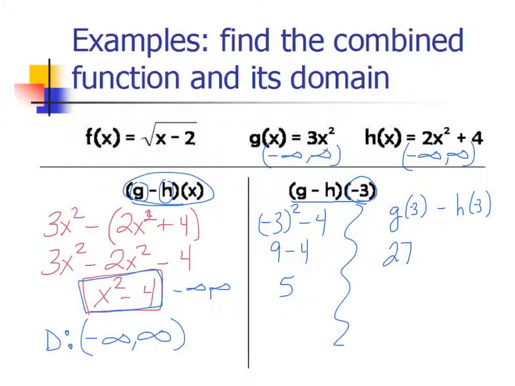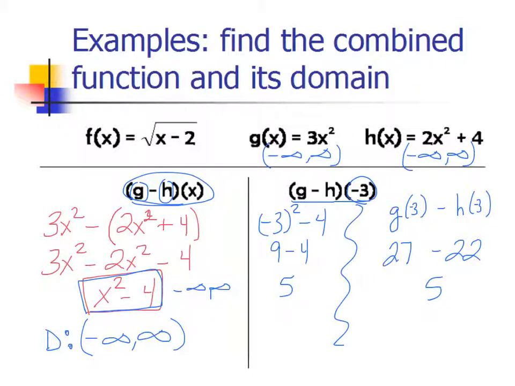On h of x, when I plug in negative 3, I'm going to square it, so now it's 9. Times 2 is 18. Plus 4 is 22. So I end up with 27 minus 22. That's 5 also. Either way works. Use whichever way you like best.